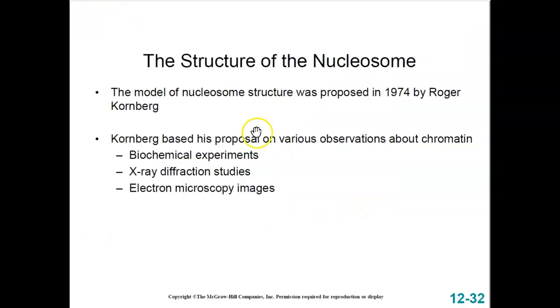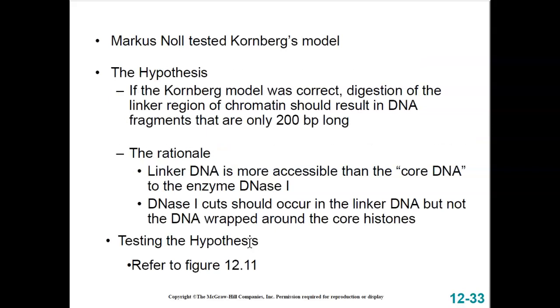So the structure of the nucleosome was originally proposed in 1974, remember, 70s and 80s, by Roger Kornberg. Kornberg based his proposal on a series of really kind of fun experiments. He used biochemical experiments where he had enzymes available to kind of chop the beads off the string. He used X-ray diffraction studies so that he could look at the structure of the histone molecules. And then he did electron microscopy, a different type of X-ray, so he could see what the molecule looked like when the beads and the string were put together or when they were melted apart.